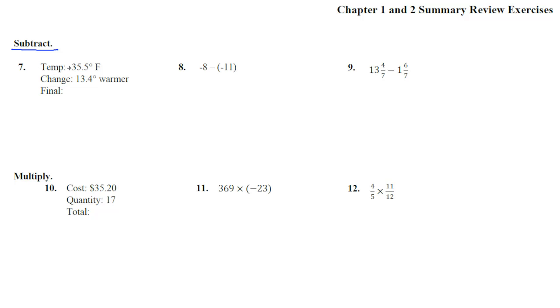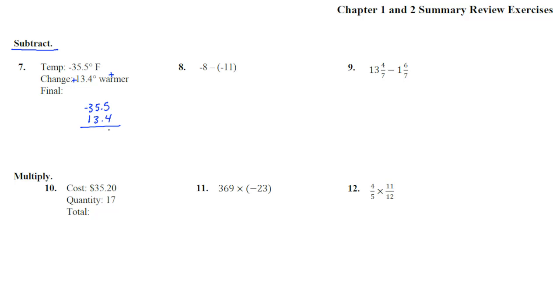So the temperature is negative 35.5. Oh, that is cold, freezing weather. 13.4 degrees warmer. Warmer is a plus. So this is negative 35.5 plus 13.4. They are indeed opposite signs. Put the strongest one on top. It looks like we have that, negative 35.5. And there's a positive 13.4. They're opposite signs, so we are subtracting.